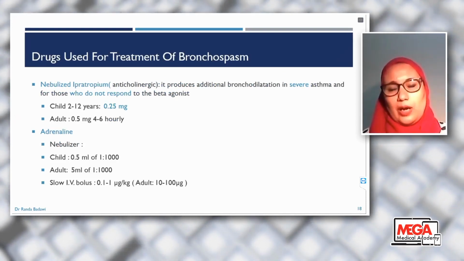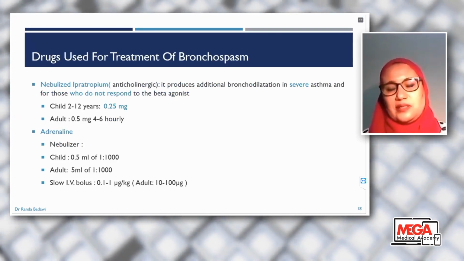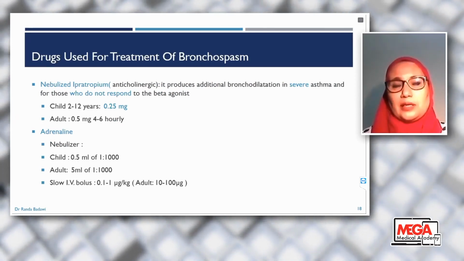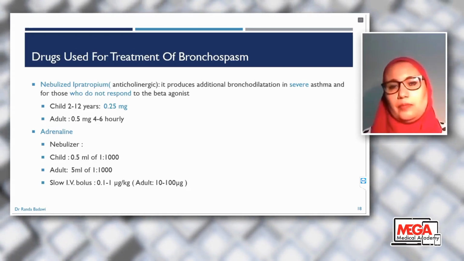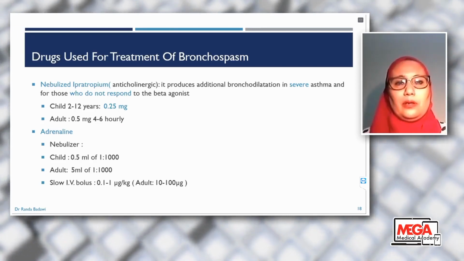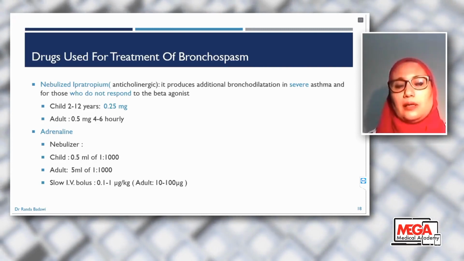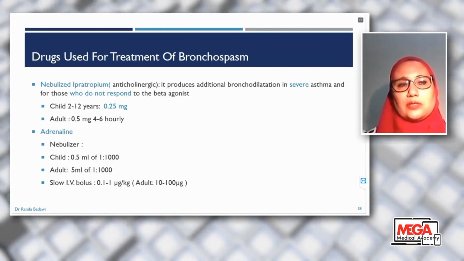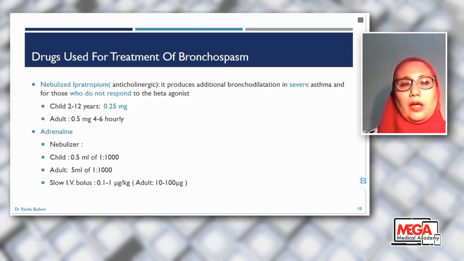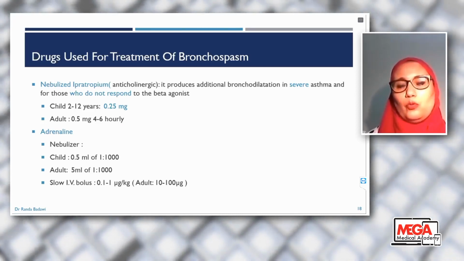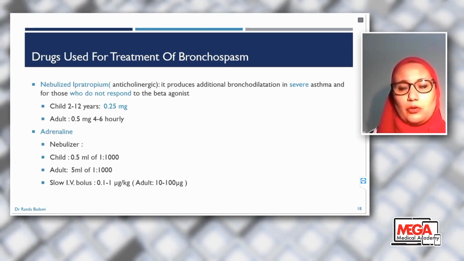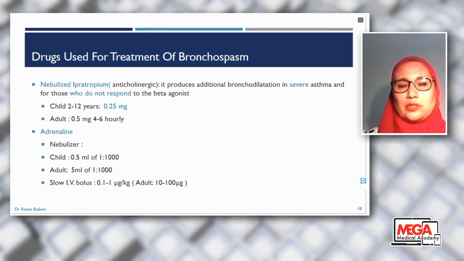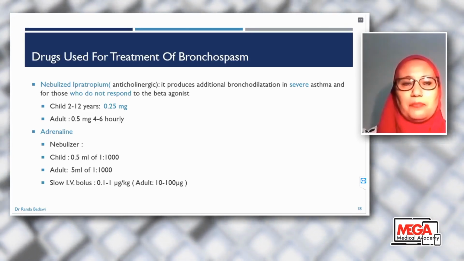Another drug to be used is ipratropium. This is an anticholinergic drug. It can be given by nebulization in case the patient is not responding to the beta stimulant. Here the dose for an adult is half a milligram, repeated 4 to 6 times per hour. For a child 2 to 12 years, the dose is 0.25 milligrams.